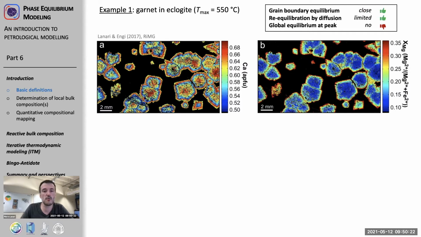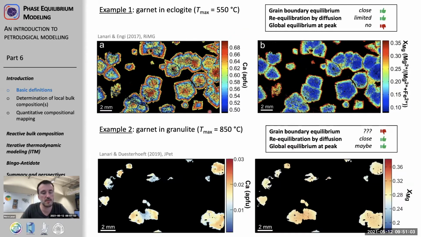Those grains didn't re-equilibrate by diffusion. You can see that we preserve the compositional zoning. It's sharp with calcium, it's less sharp for iron and magnesium. So probably we have a bit of diffusion in this case. But the re-equilibration by diffusion is limited, so we can use this composition to estimate pressure and temperature conditions of growth of the garnet. But it means that this rock didn't reach a global equilibrium at the peak conditions. So we cannot apparently use the bulk rock composition to model the entire PT path of this rock, because we have a fractionation effect in the garnet.